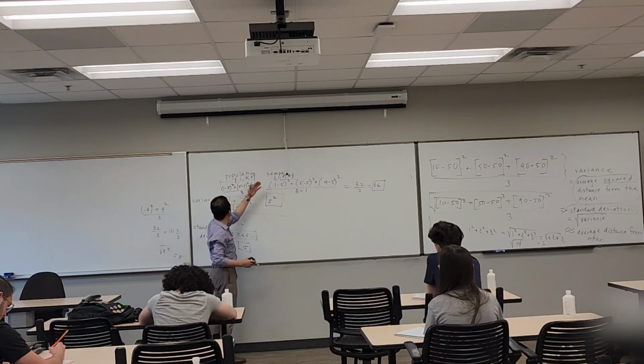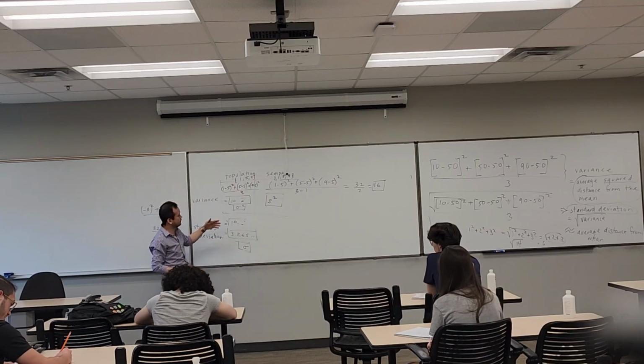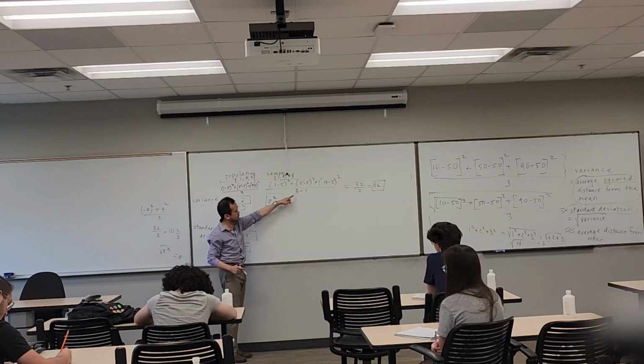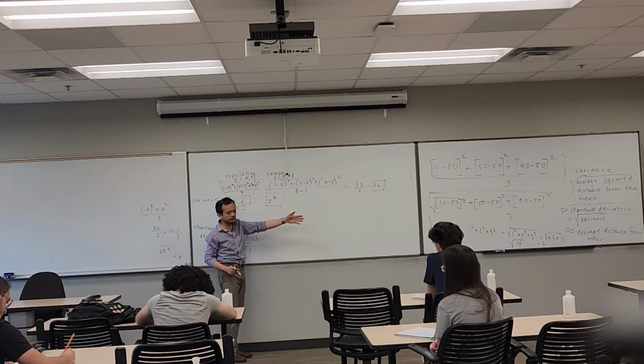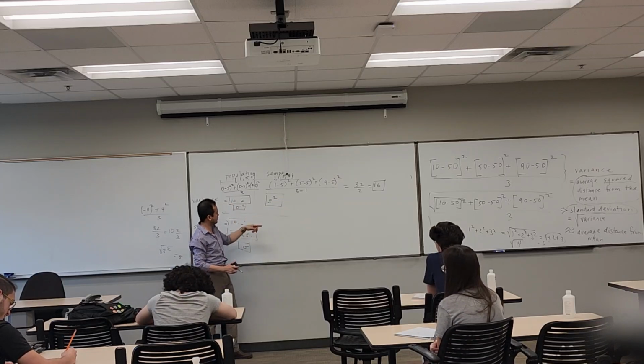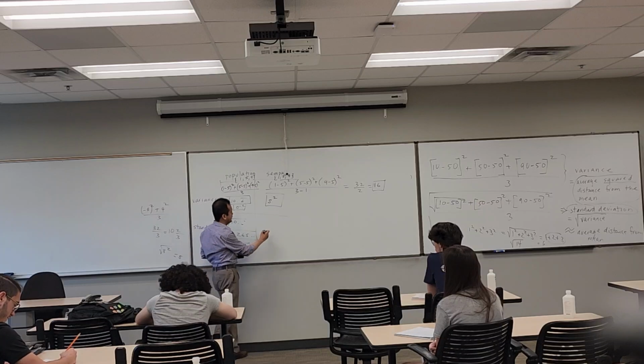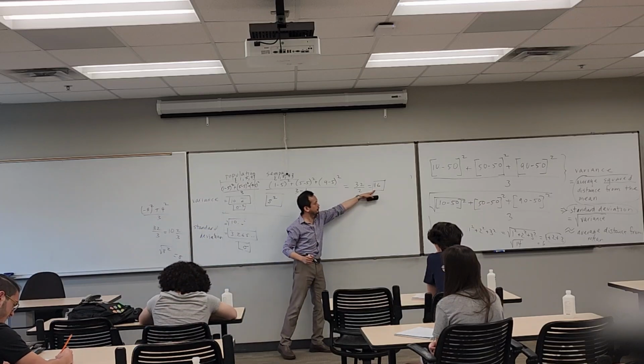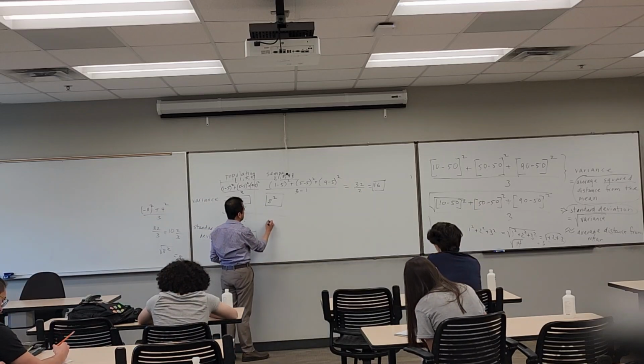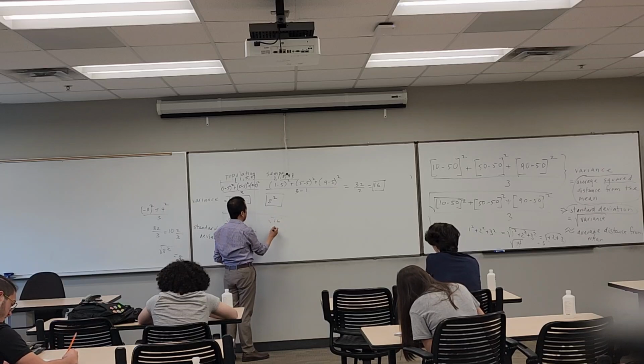Okay, so that's the sample variance. For the sample standard deviation, remember the standard deviation is the square root of the variance. So in this case, the sample standard deviation will be the square root of this variance we just found, which ends up being 4.